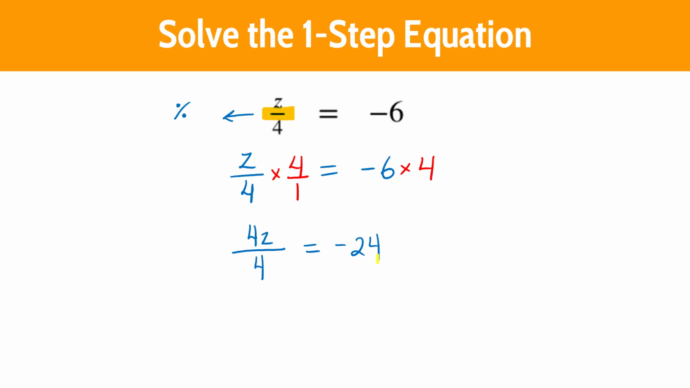On the left, we can do some reducing. You have a 4 in the numerator, a 4 in the denominator. So can a 4 be divided by 4? For sure, 4 divided by 4 is 1. So 1z is equal to negative 24. 1z, or 1 times z, is negative 24. Or we could just say z is equal to negative 24.